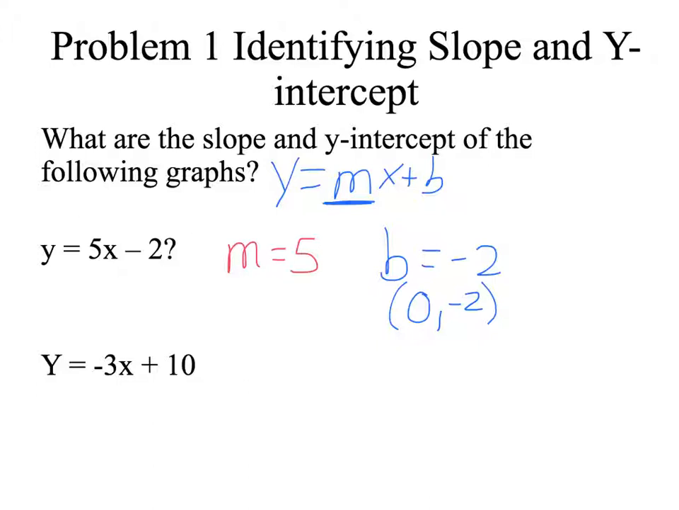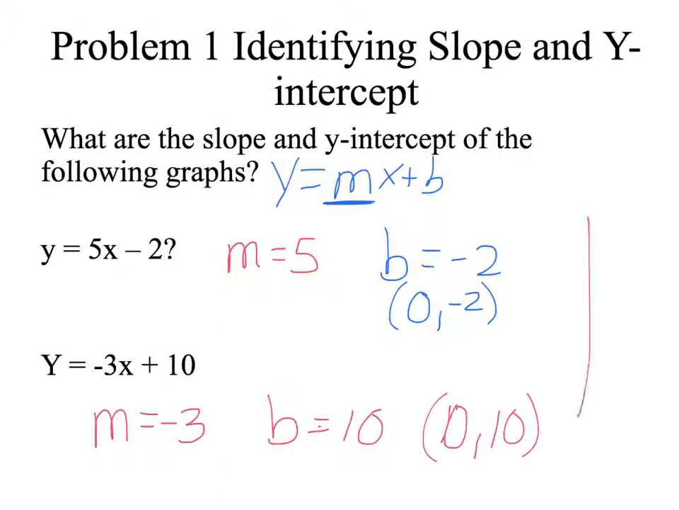Alright, and the second one here, because we have negative 3x, the slope is going to be negative 3, and the y-intercept is going to be 10. And so the ordered pair would be 0, 10. Because y-intercepts all cross the y-axis, and any point that crosses the y-axis is always going to be like 0, 1, 0, 4, 0, 7. So they always have the form 0, number.